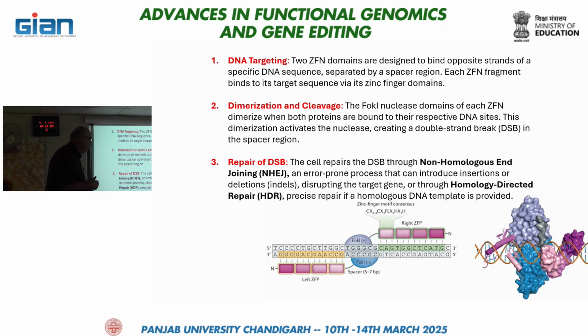So you have several possibilities. If it's homology directed repair, it will be precise repair if a homologous DNA template is provided. It's a very complicated process. I don't have time to describe this to you. But usually non-homologous end joining repair will be used, and then it's not so precise, and you will introduce some mutations, deletions, insertions, and so on. So then we can disrupt the gene.